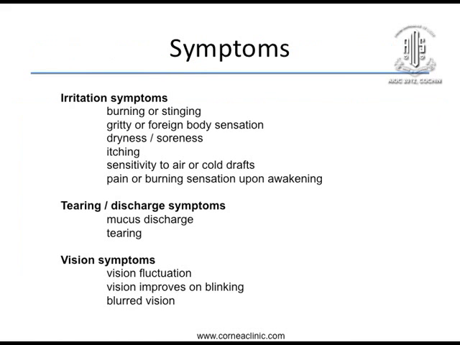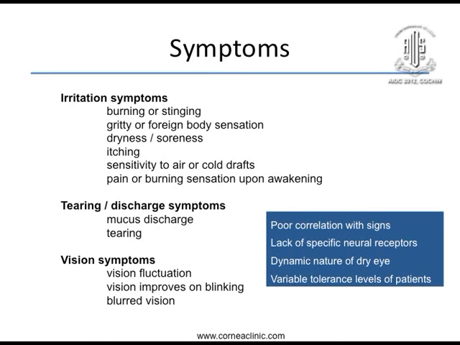If we look at the symptoms of dry eye, basically either with the irritation, which can be burning sensation, foreign body sensation, dryness, and so on, various mucoid discharge or tearing, and visual symptoms. These are the three main categories into which dry eye symptoms can fall. But the problem with these symptoms is that there is poor correlation with the clinical signs. The ocular surface lacks specific neural receptors for dryness. And dry eye is a dynamic condition. Depending on the external environment, the symptoms wax and wane. And on top of that, you have the variable tolerance level of the patient as well. So based on the symptoms alone, you cannot diagnose or grade.